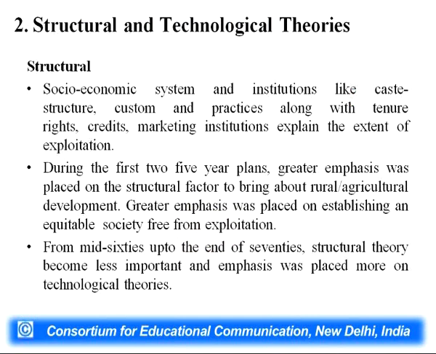The second important theory I would like to mention is the structural and technological theory. The structural theory deals with the socio-economic system and institutions like caste structure, customs and practices, along with tenurial rights, credit, and marketing institutions, because these explain the extent of exploitation in our rural society. During the first two 5-year plans, greater emphasis was given on taking structural factors into account to bring about rural and agricultural development. Greater emphasis was placed on establishing an equitable society free from exploitation. From the mid-60s up to the end of the 70s, the structural theory became less important and emphasis was placed more on technological theories.